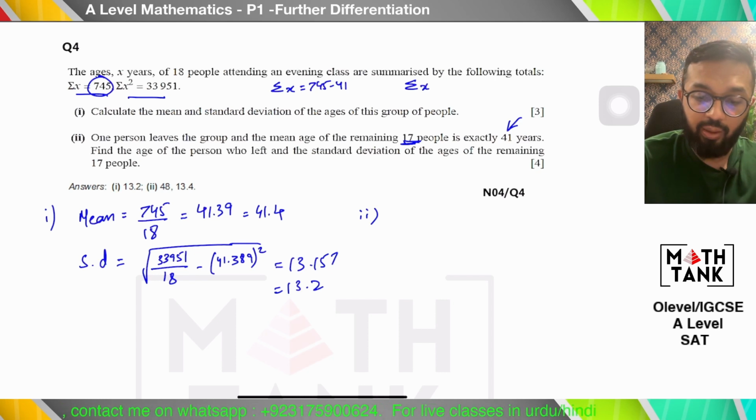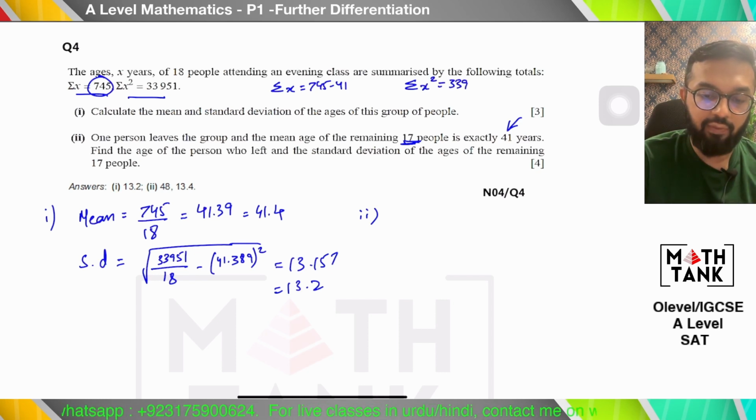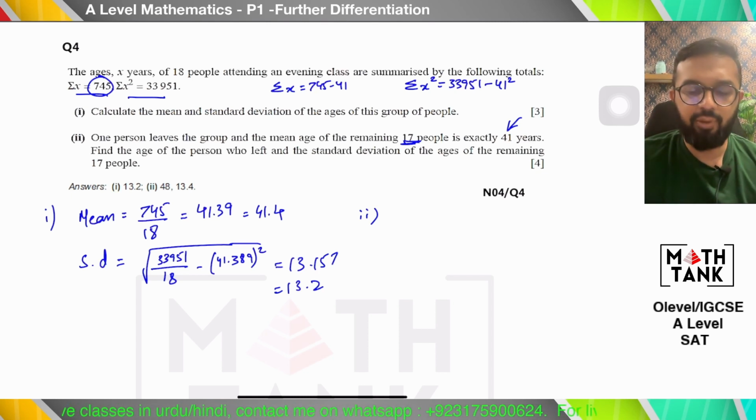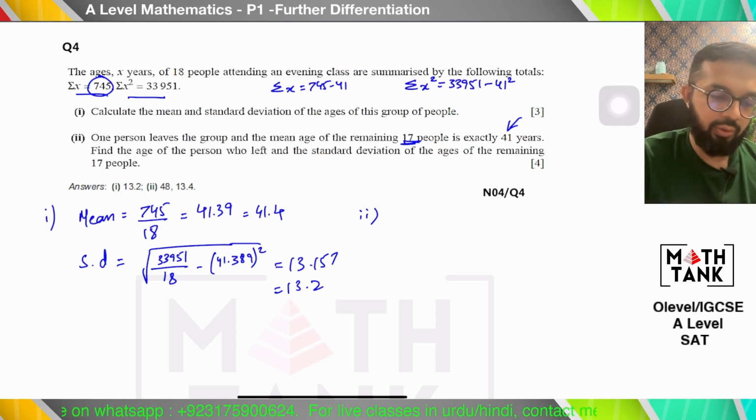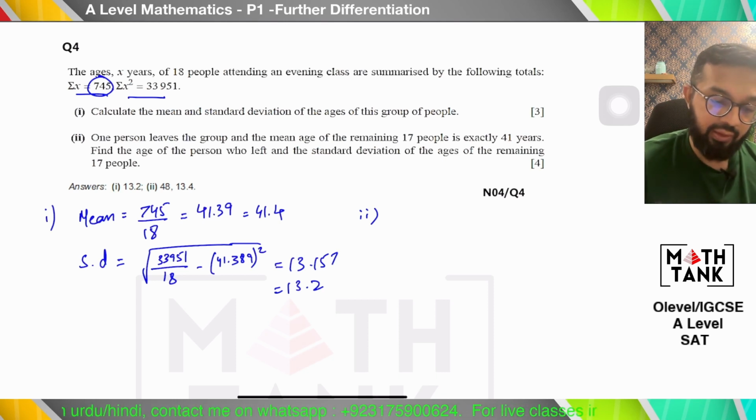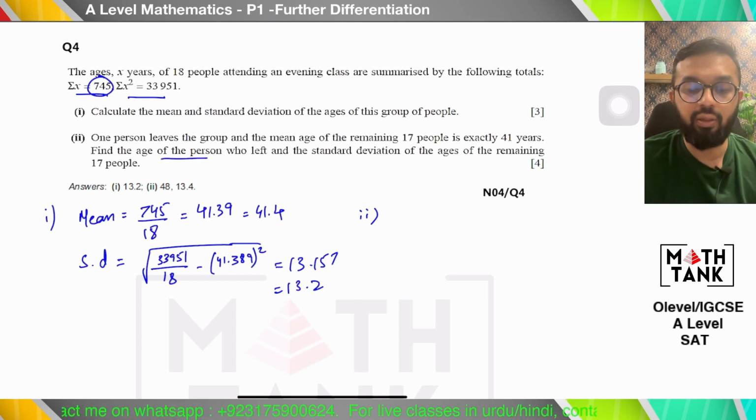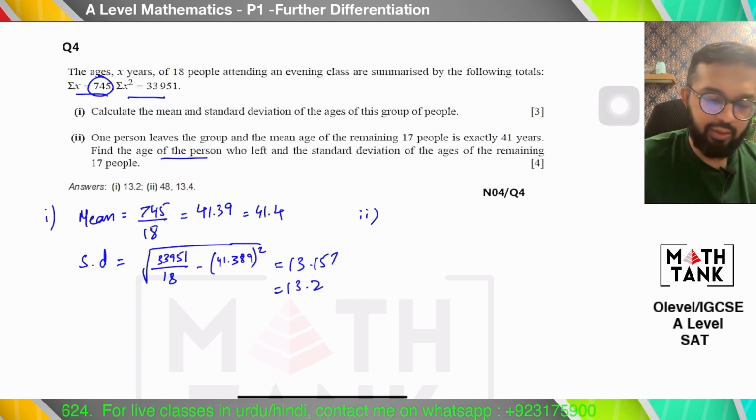And the sum of x squared should be what? It should be 33951 minus 41 squared. I'm removing one of the values from the data set. Find the age of the person. Oh, no, sorry, my bad. I didn't read it correctly. One person leaves the group and the mean age is now, sorry. Okay. So I want to find the age of the person who left and the standard deviation of the ages of the remaining 17 people. Okay, so that's also fine.